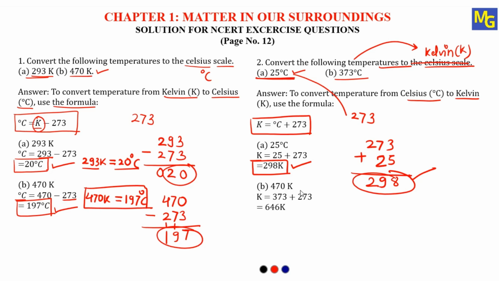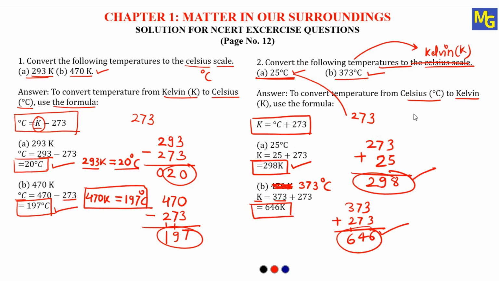Next one is 373 degrees Celsius. Wait a minute, I have made a small mistake. The question here is 373, so I'll write here, sorry for the correction, 373 degrees Celsius. This is the question which is given. Now take 373 plus 273. 3 plus 3 will be 6, 7 plus 7 is 14, write down 4 here and carry 1, then 3 plus 2 plus the carry. So the answer is 646. Write down 646 Kelvin.